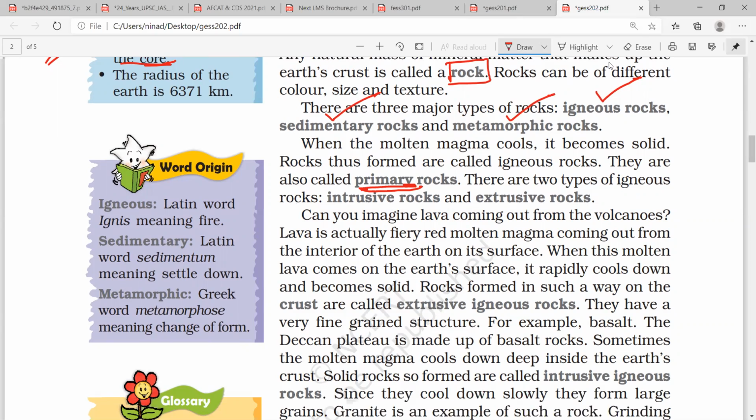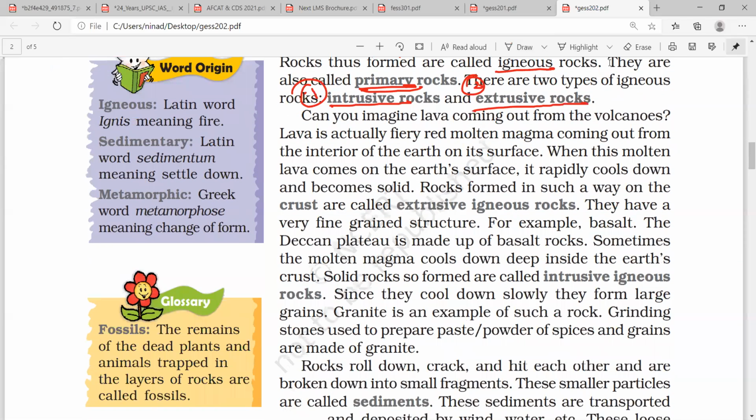What is this? The molten magma which comes to the surface gets cooled off, and becomes solid. Igneous rock is formed because of the cooling of magma. There are two types of igneous rock. One is known as intrusive rock. The other is extrusive rock. Intrusive and extrusive.